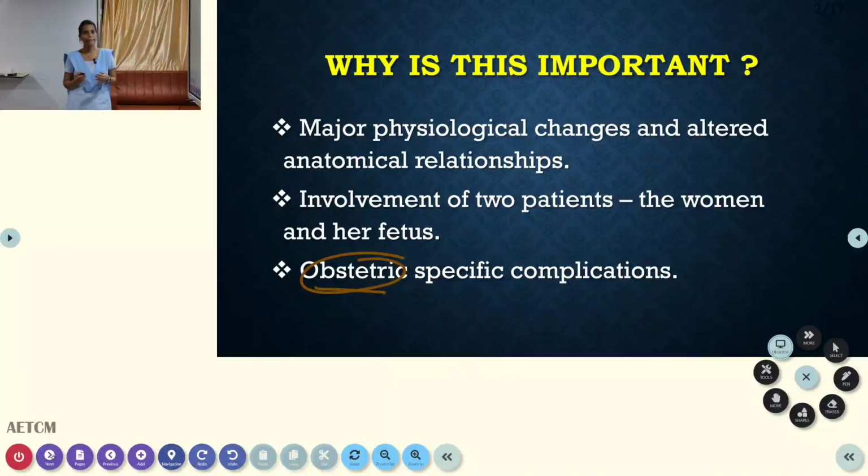There are major physiological and anatomical alterations during pregnancy, the involvement of two patients, the woman and the fetus, and obstetric-specific complications during pregnancy. It may be uterine rupture or abruptio placenta. So the main things are the physiological and anatomical alterations, the involvement of two patients, and the obstetric-specific complications. That's why this is important.